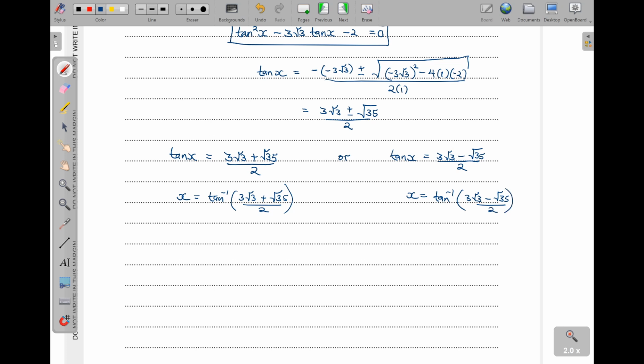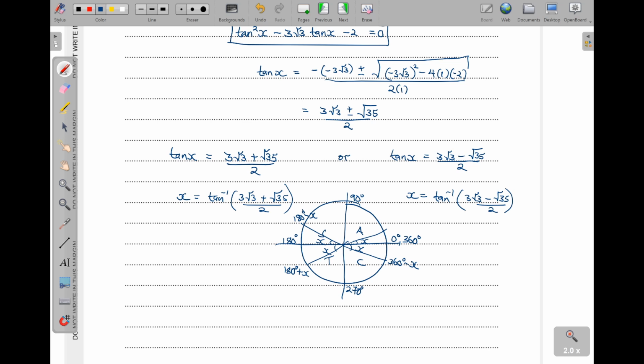So now we are going to consider these 4 quadrants, ASTC. This is 0 degrees, this is 90 degrees, this is 180, this is 270, and then when we come back here, this is 360 degrees. If I take x here, it will be the same as the one here. So when I move from here up to here in the second quadrant, that will be 180 minus x. This is 180 plus x, and then this will be 360 minus x.